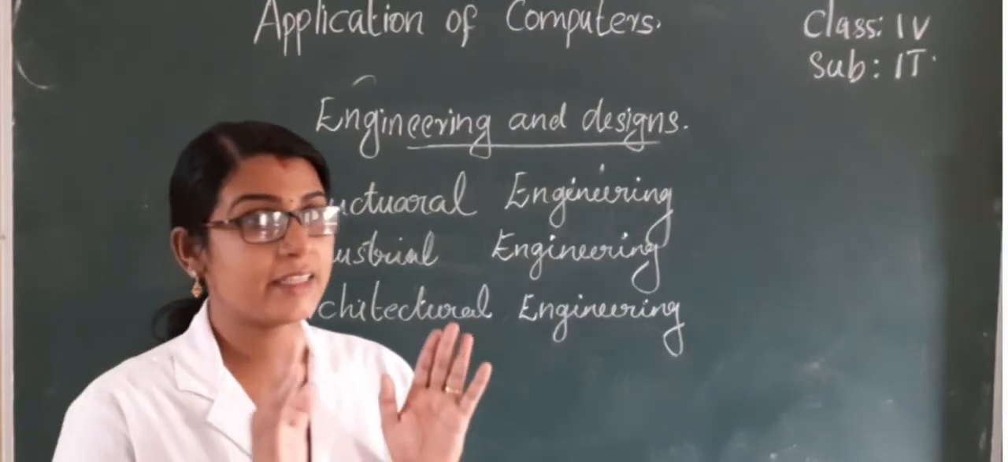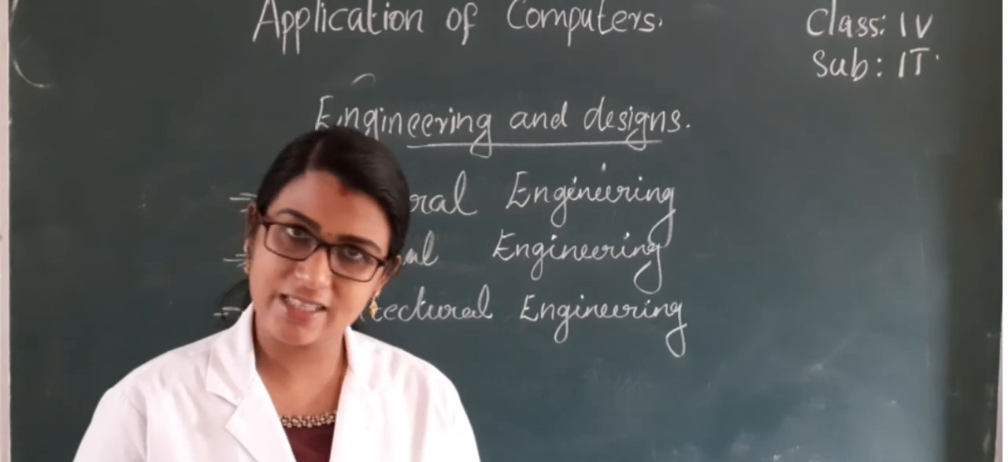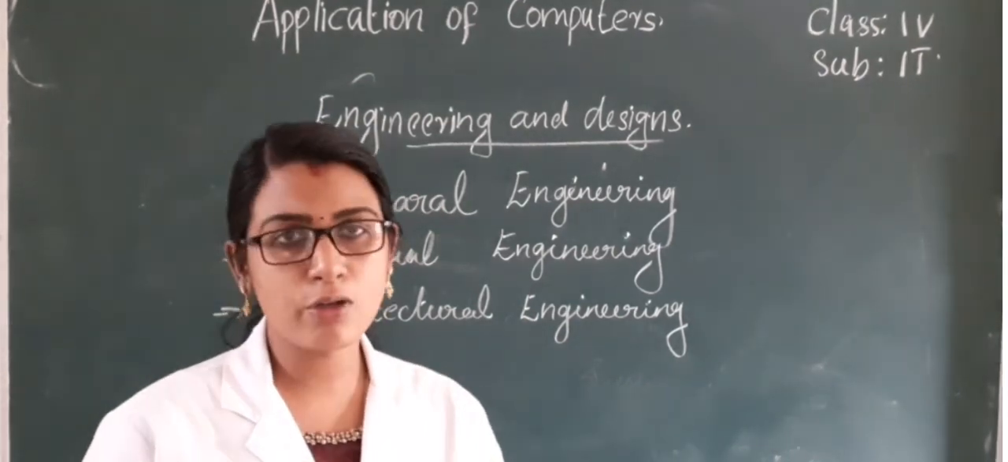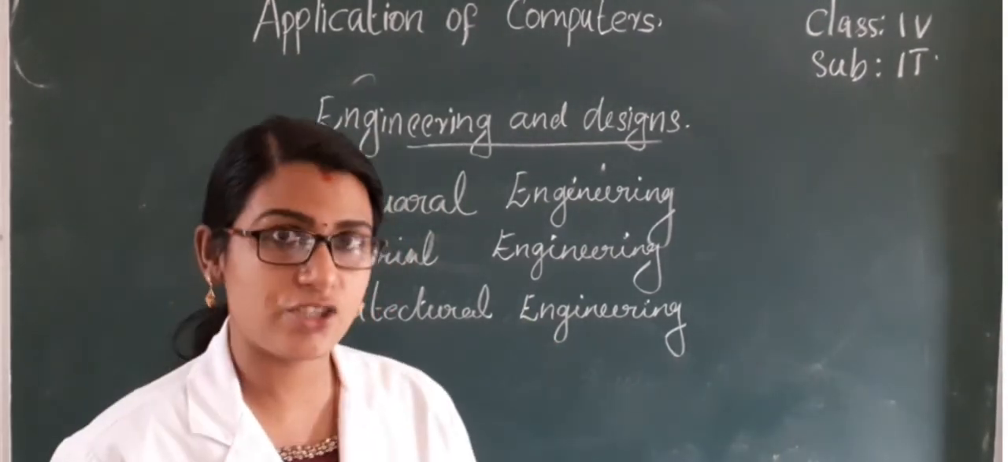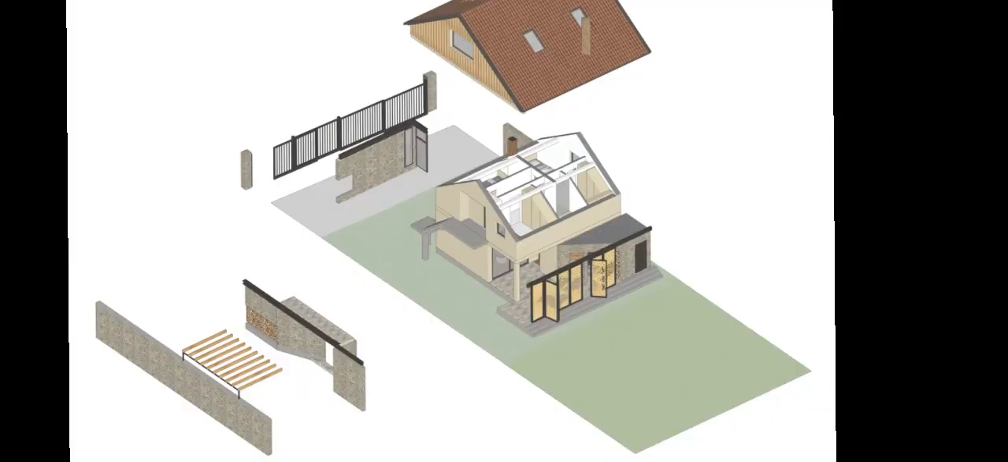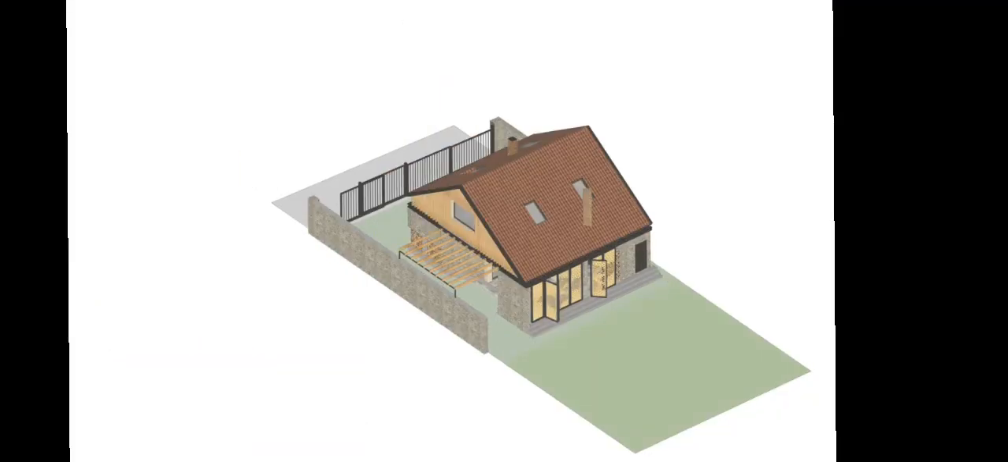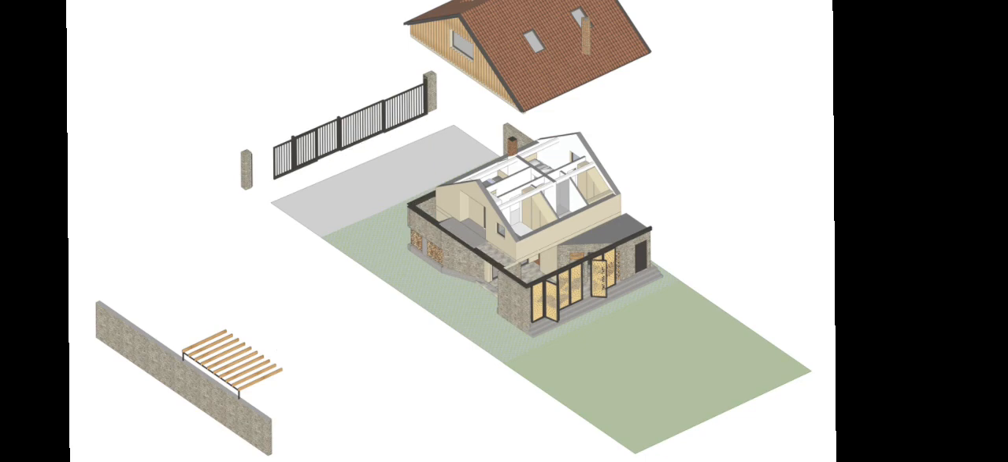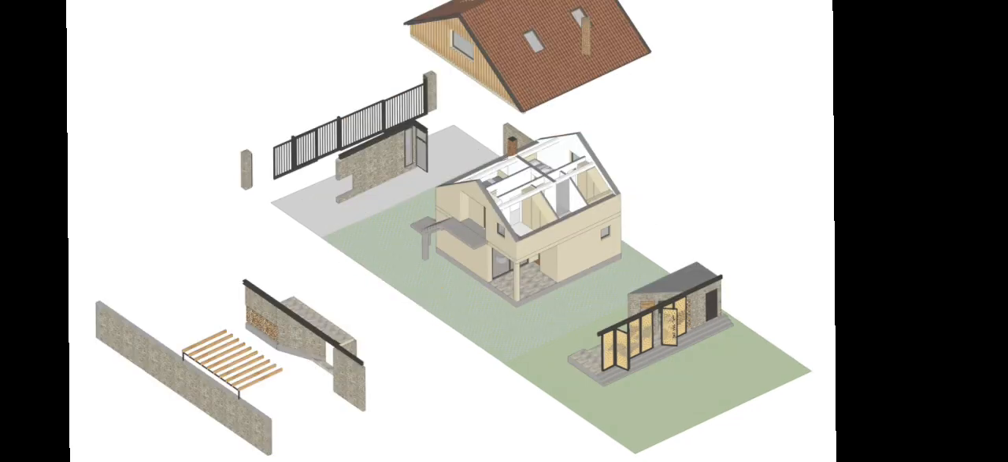Then the next one is architectural engineering. I know that you all know about architectural engineering. Computers help in architectural engineering. That is, computers help in designing buildings, determining a range of building on a site using both 3D and 2D drawings.